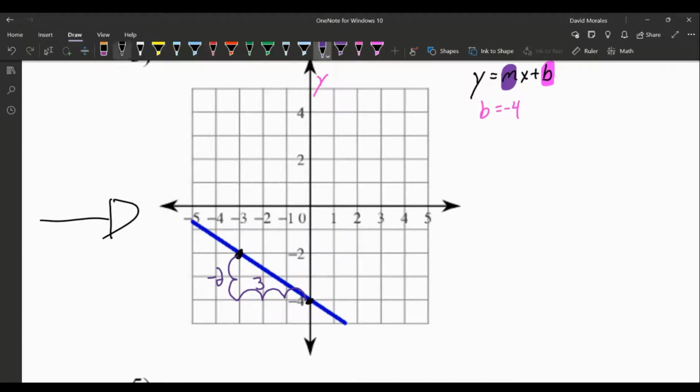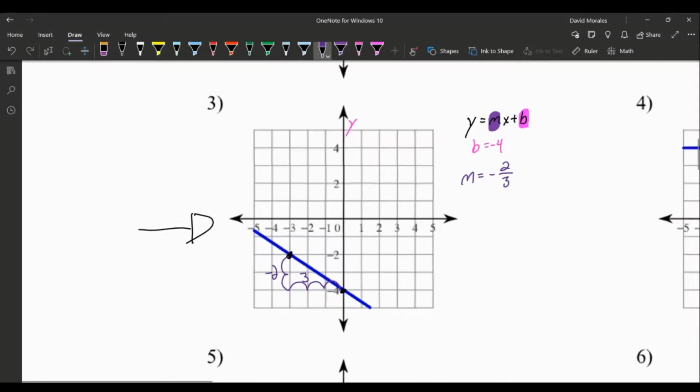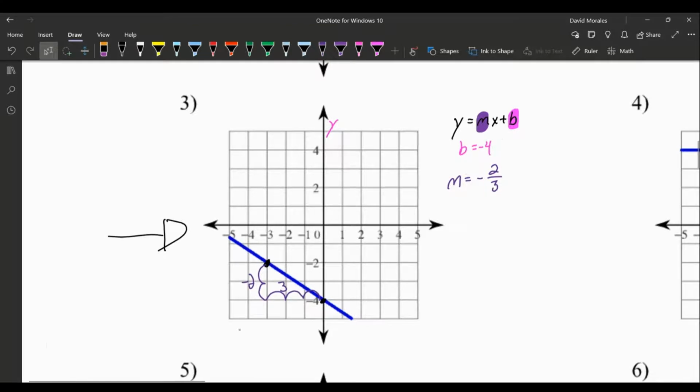Okay. So my slope is m equals -2/3. Okay. So that should be sufficient enough to go ahead and do the rest of that.